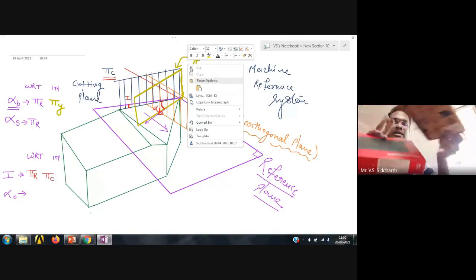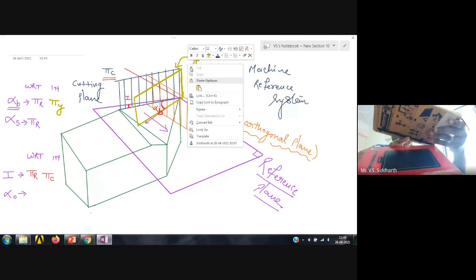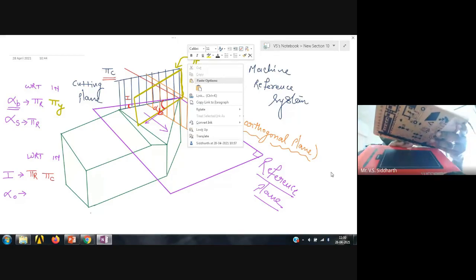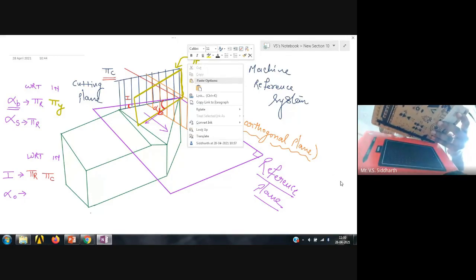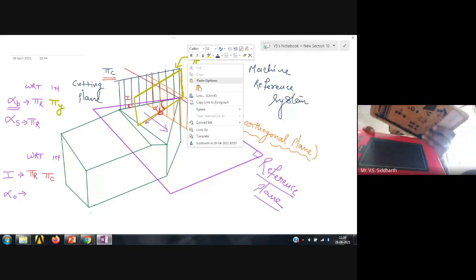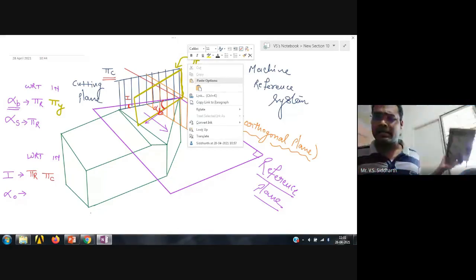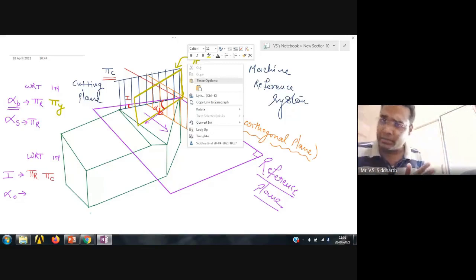Similarly, this is the rake face, this is the backward inclination, this is the sideward inclination, here it is the reference plane, and here on the edge it is the cutting plane. So this angle is the inclination angle. What we are saying is the tool is the same.